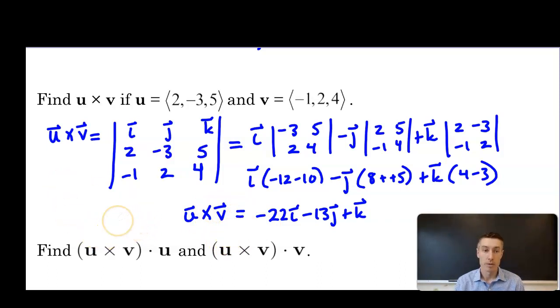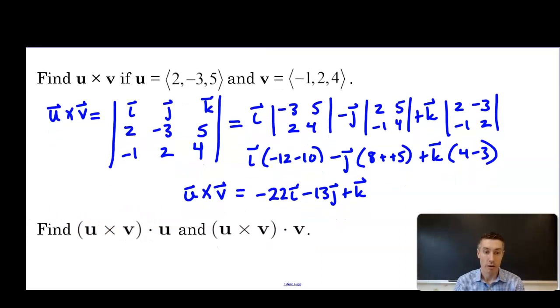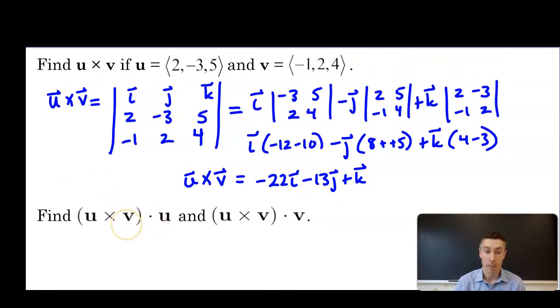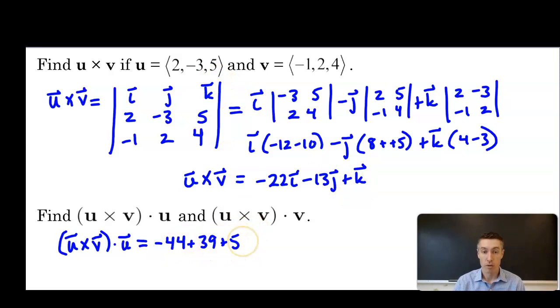So now, a follow-up to the cross product question is they want us to find a dot product. They're asking us to find u cross v dotted with u and u cross v dotted with v. So u cross v dotted with u: it's going to be negative 22 times 2, so negative 44. And then negative 13 times negative 3, which will be plus 39. And then 1 times 5, which will be plus 5. Negative 44 plus 44, that's going to be equal to 0.